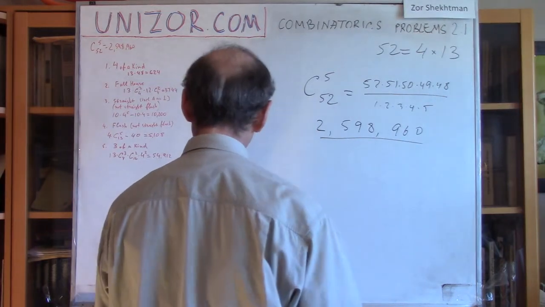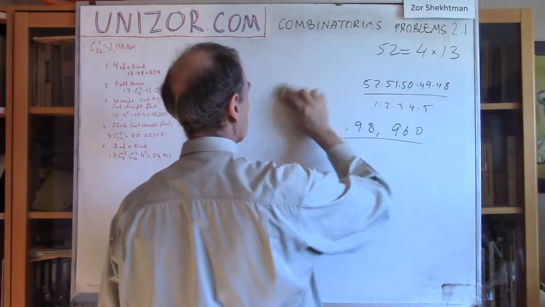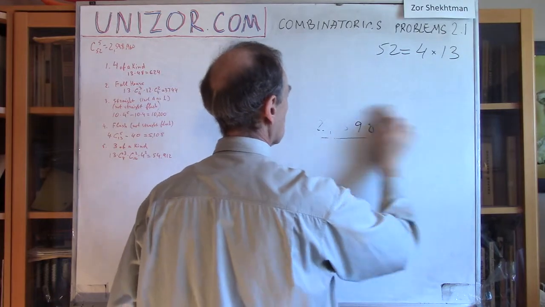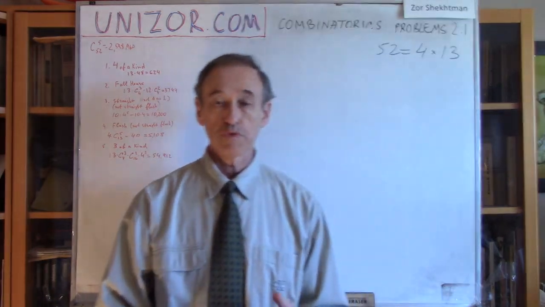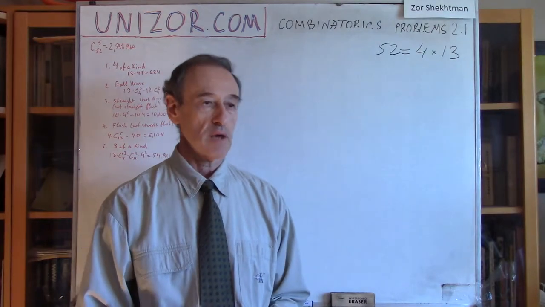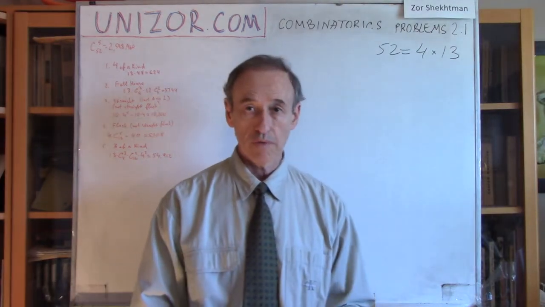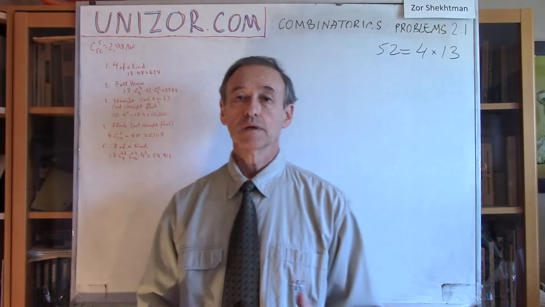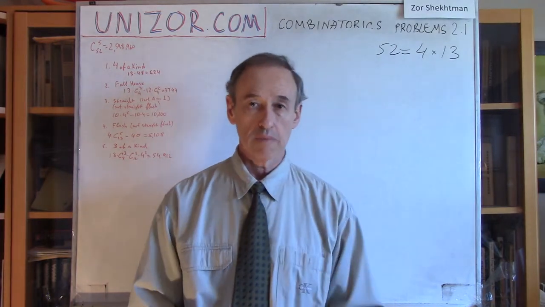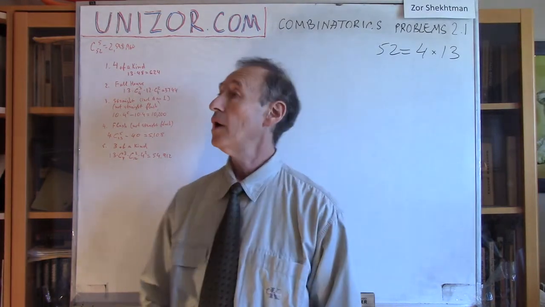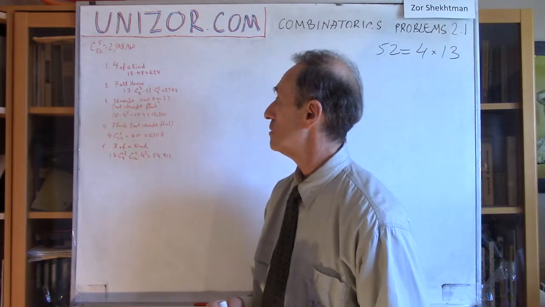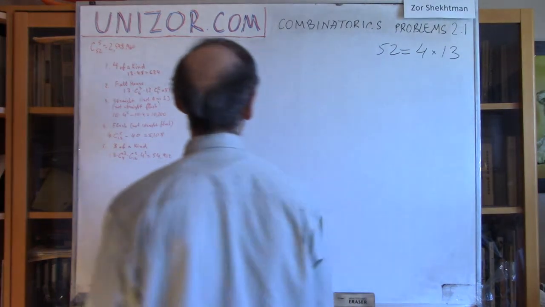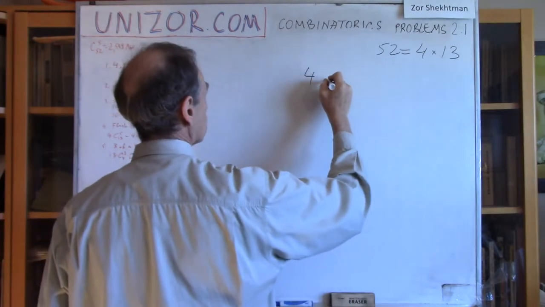Now, which combinations are considered winning combinations, or at least combinations which we can talk about in the game of poker? Well, there are a certain number of them, and five of them we will consider right now. Maybe we will consider some other combinations in another lecture, but this one is about five different combinations. So number one is the combination called four of a kind.